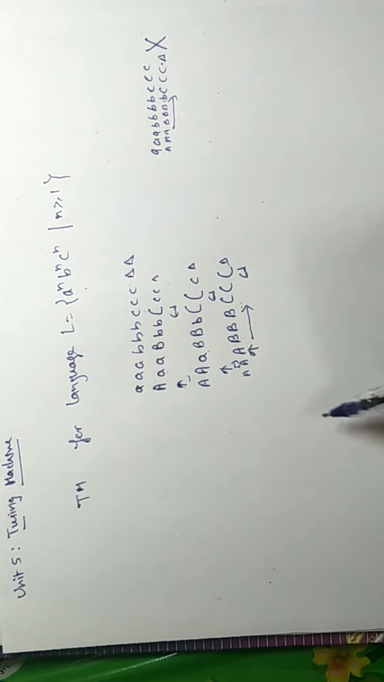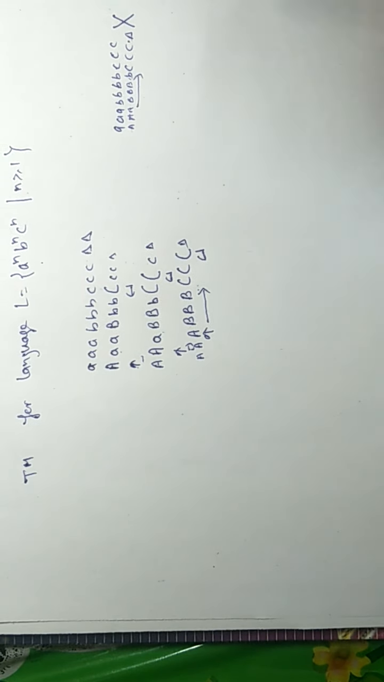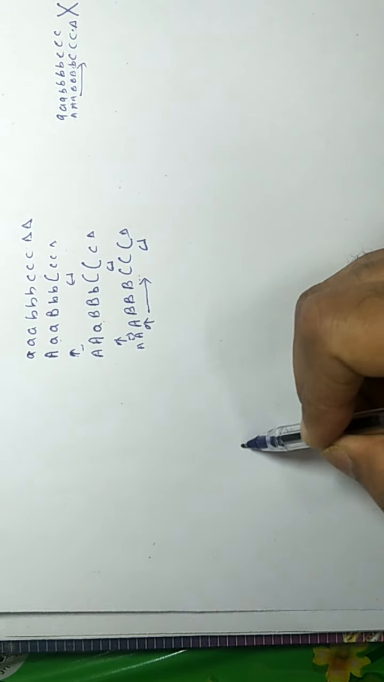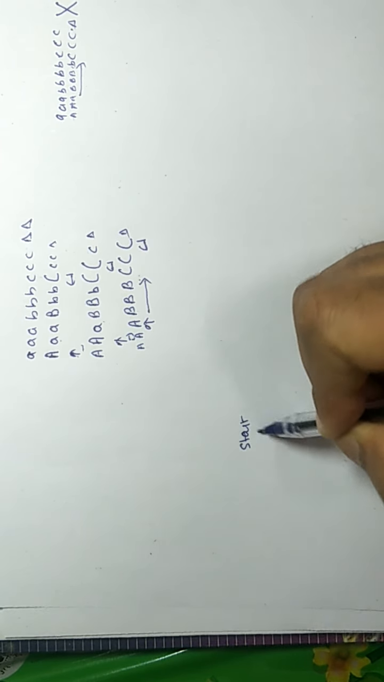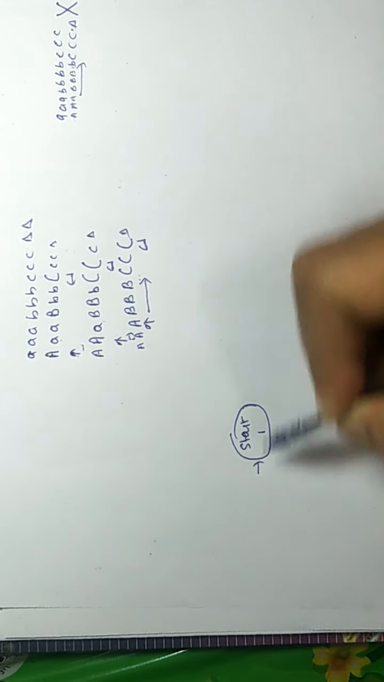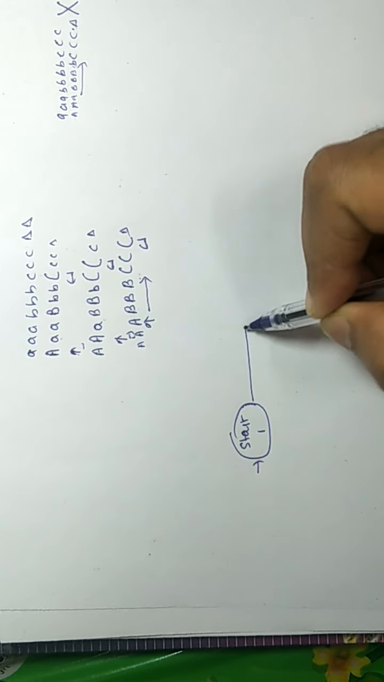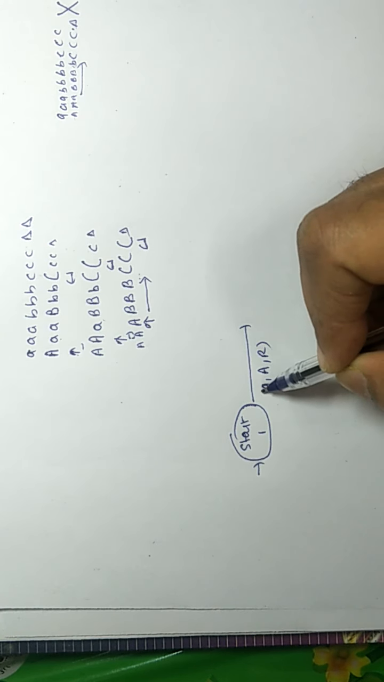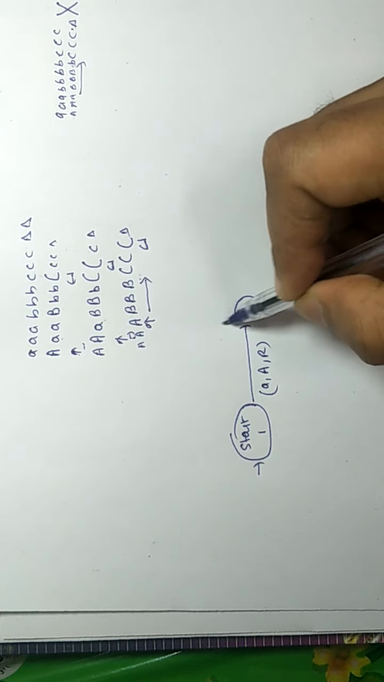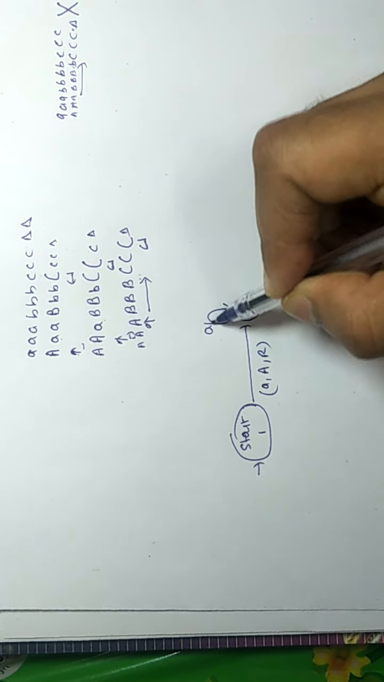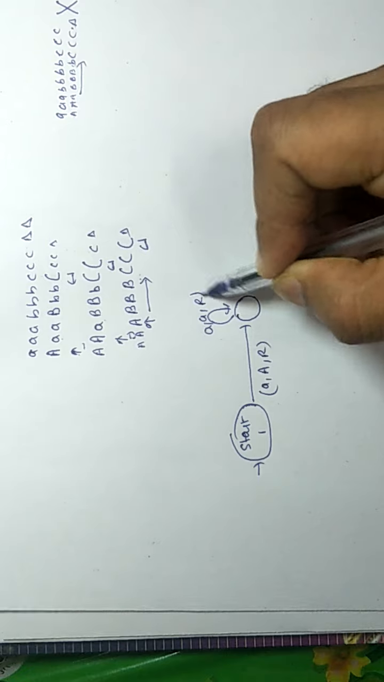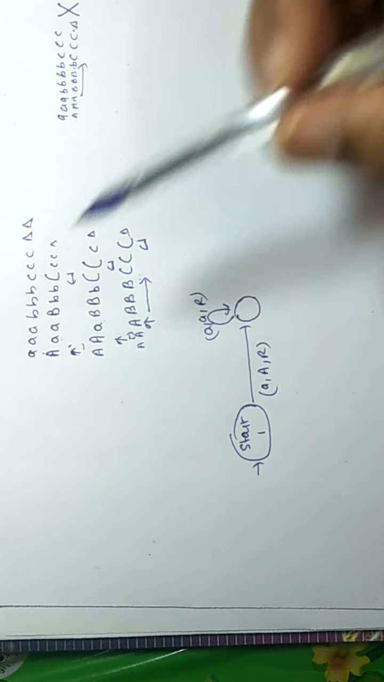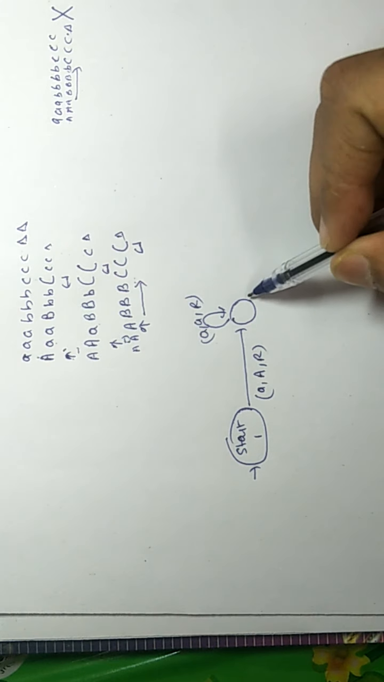So we will design a Turing machine in such a way that we have start state number 1, then we will get the first small a, converting it to capital A and moving to right. Then we can get some small h's, moving to right. Here we convert this to capital A and move to right till we get a small b.